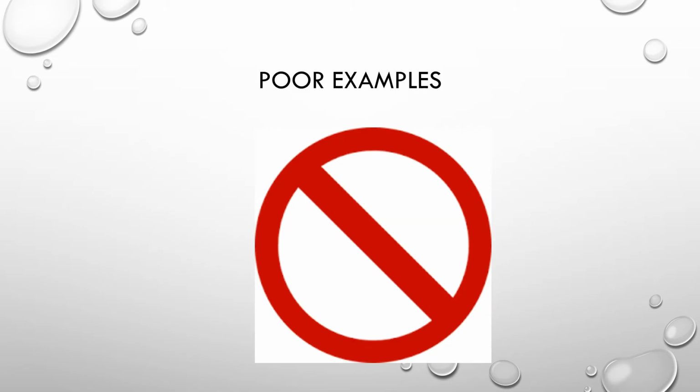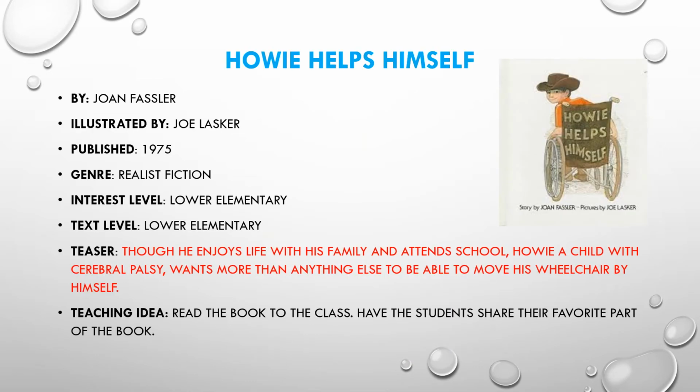Next, I'm going to show you some poor examples that are some of the common things that we get, and we're going to go over how to fix them. How He Helps Himself. This is about a student with cerebral palsy who really just wants to be able to move his wheelchair by himself without other people trying to help him.